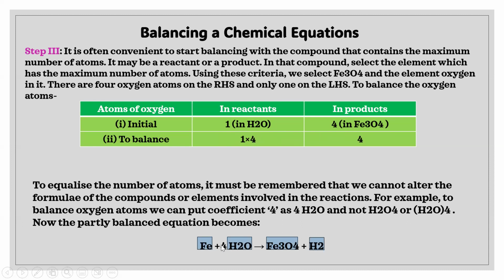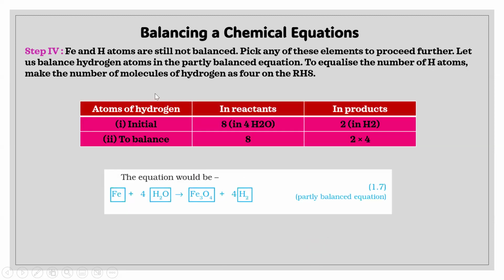Here is the balanced equation. We are multiplying this water with 4. Next one is the product. After the initial step of multiplying, we are getting this equation. Further on, we are going to see the other element which is left.